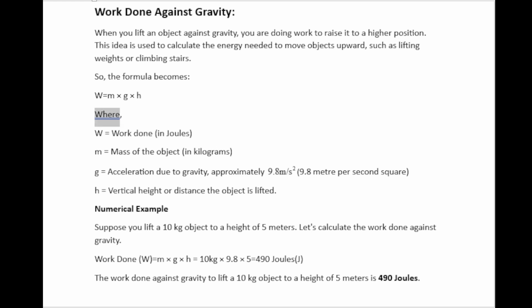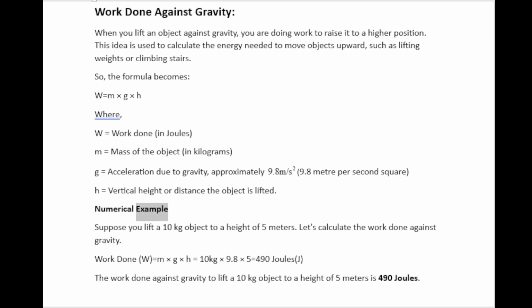where W is equal to work done in joules, m is equal to mass of the object in kilograms, g is equal to acceleration due to gravity, approximately 9.8 meter per second square, h is equal to vertical height or distance the object is lifted.